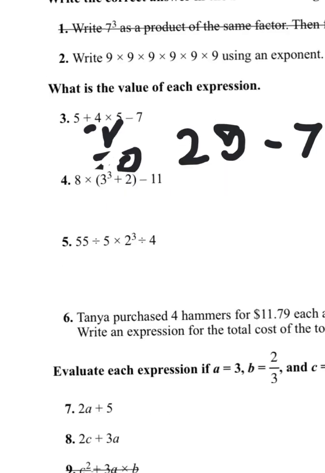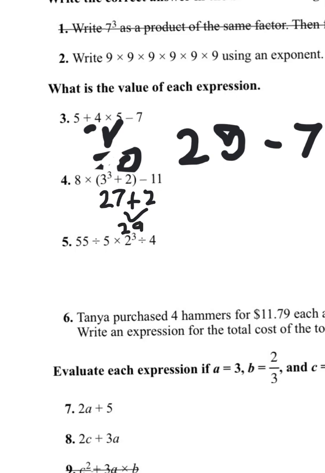Now for problem number 4, we're going to start with our order of operations again and start in the parentheses. But first, before we do the addition, we're going to do the exponent. So 3 to the 3rd power equals 27. And after that, we will add 2 to it to make 29.